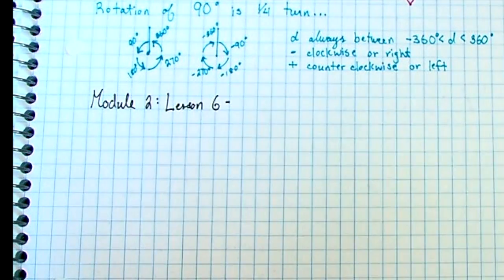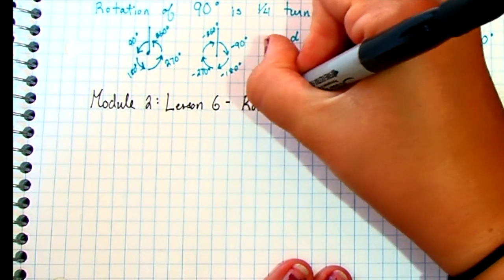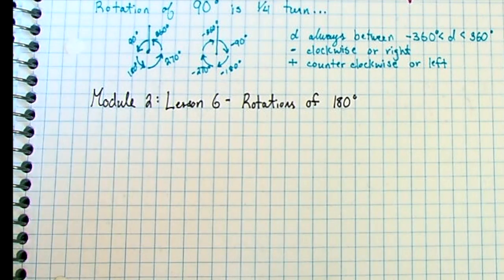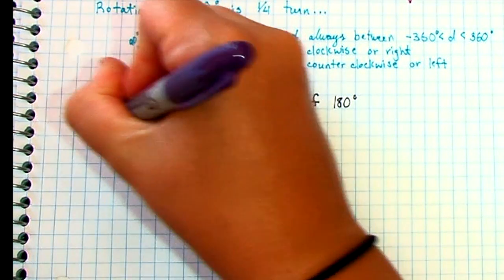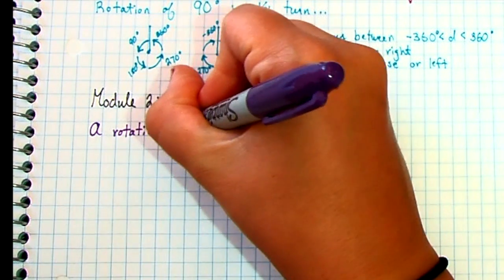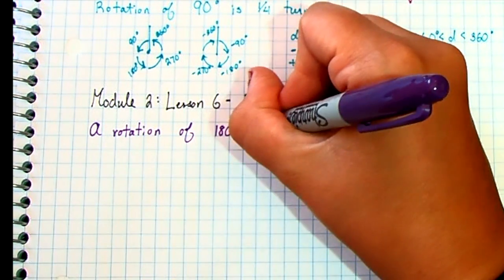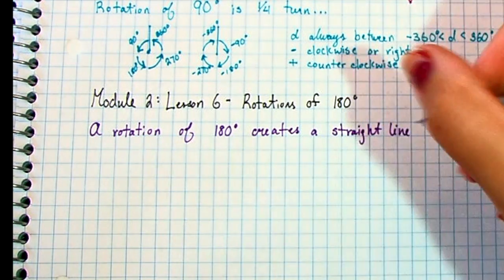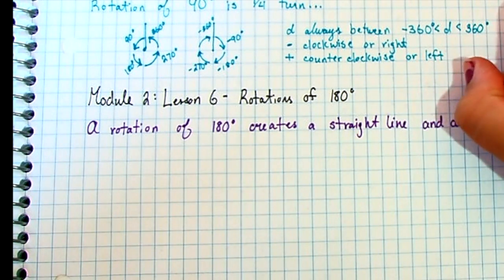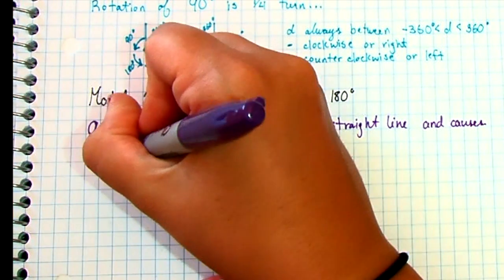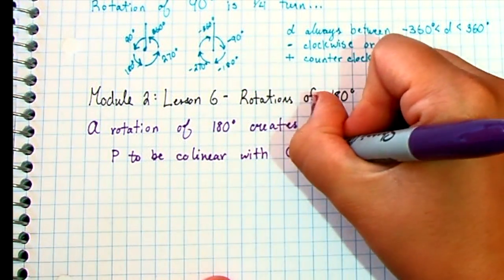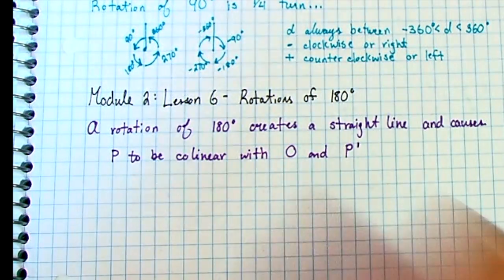Now we're going to look at Module 2, Lesson 6, and this is specifically about rotations of 180 degrees. Rotations of 180 degrees are special because they have some really interesting properties. A rotation of 180 degrees creates a straight line and causes P to be collinear with O and P prime. So take a chance to write that down.